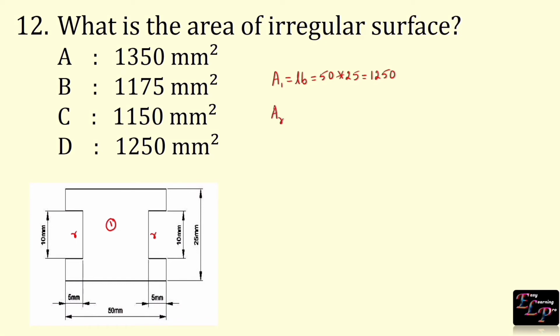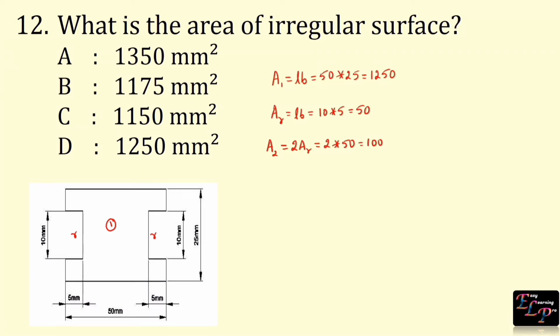Area of smaller rectangle, length into breadth, and dimensions are 10 into 5, which is equal to 50. Here we have 2 smaller rectangles, so total area is twice AR, 2 into 50, 100.